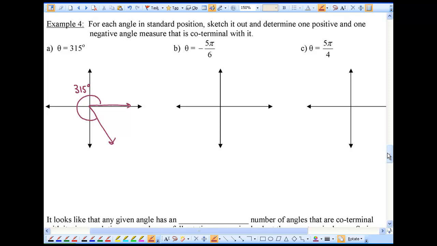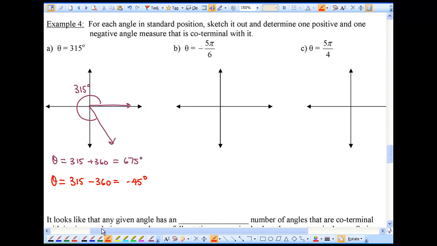I'm asking for one positive and one negative angle measure. Well, guess what I have to do there? So another one would be just adding 360 to it. So how about 675? That would be just going around one more rotation. If I wanted a negative angle, well, I could just take, instead of adding 360, I'll subtract 360. That seems to be negative 45 degrees, and that's cool.